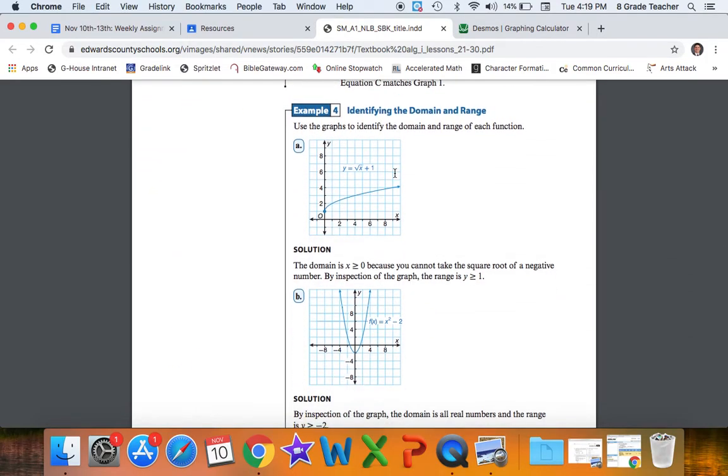Example 4 says identify the domain and range. Quick overview again. The domain is all of the x values. So what can the x values be on any type of graph? And the range is all of what the y values can be.